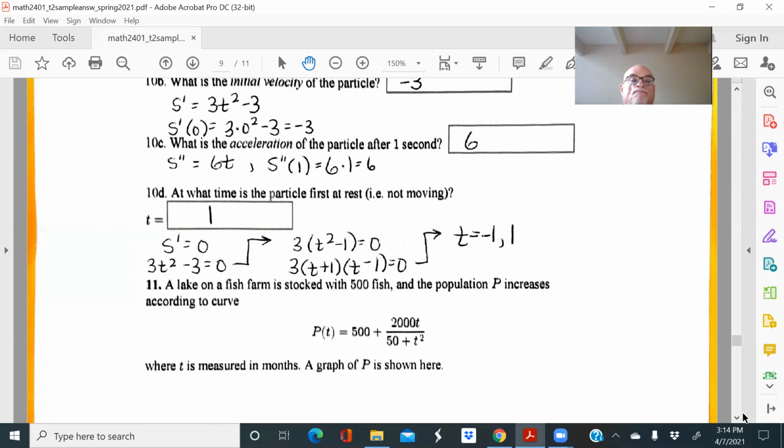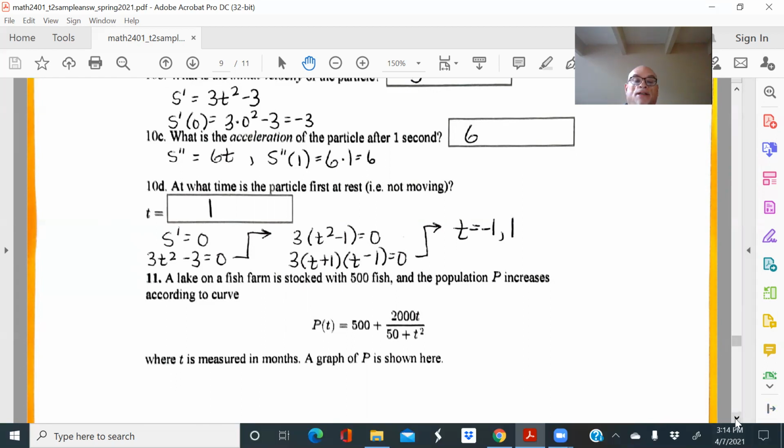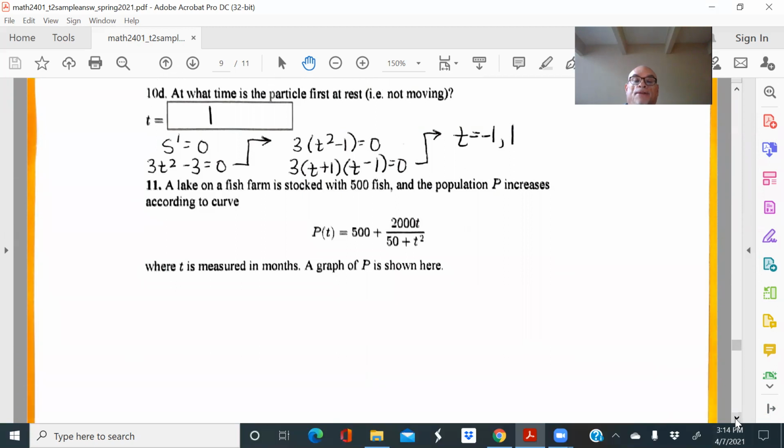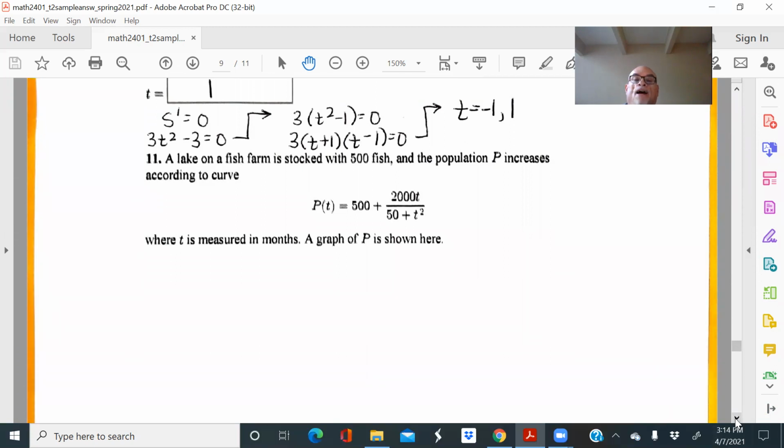Okay, let's try now another applied problem here, okay? All right, so this one is just a little bit tricky because of the formula. So it says we have a lake, and it's stocked with fish, and there are 500 fish there initially, okay?